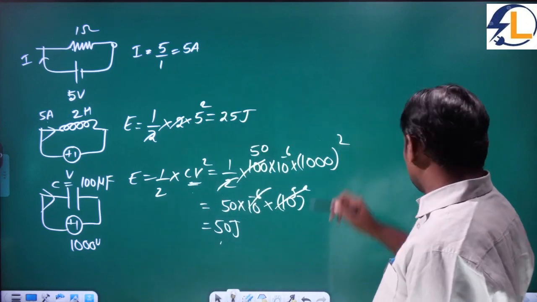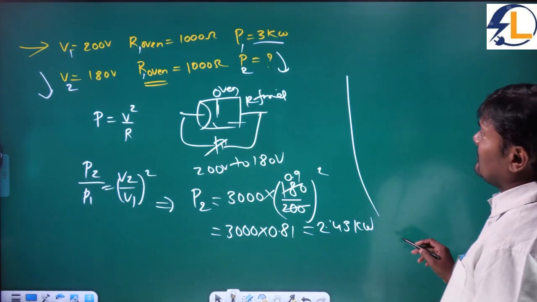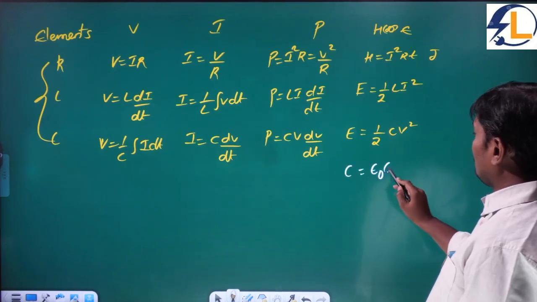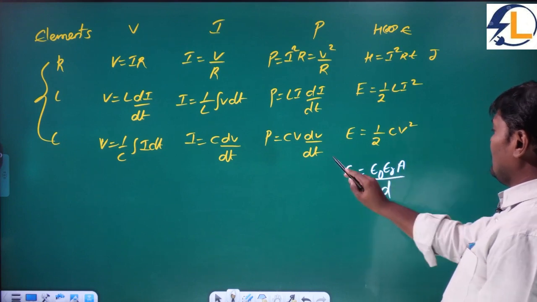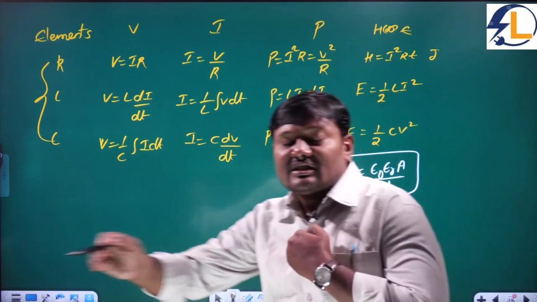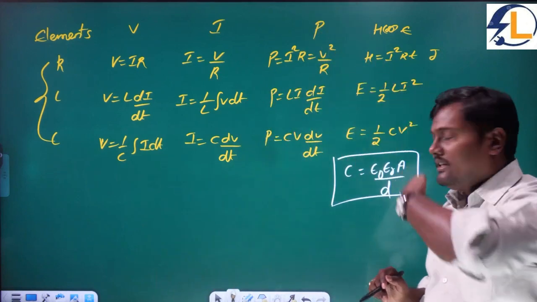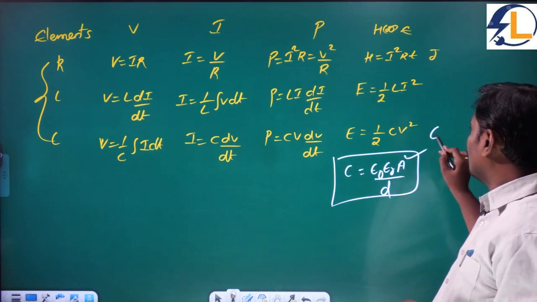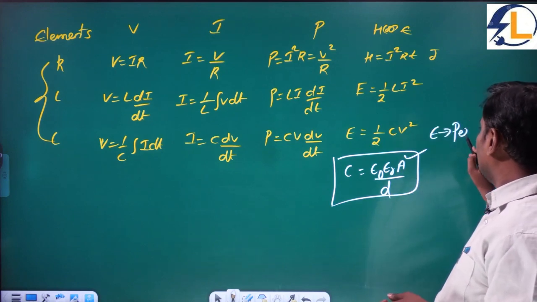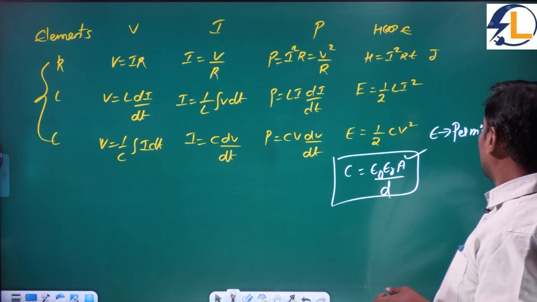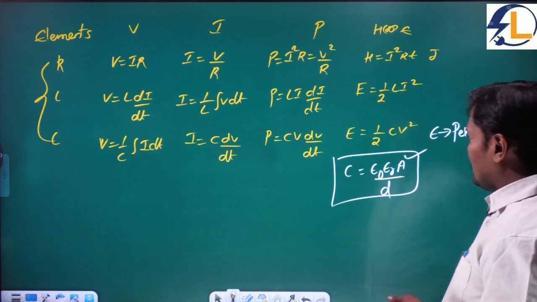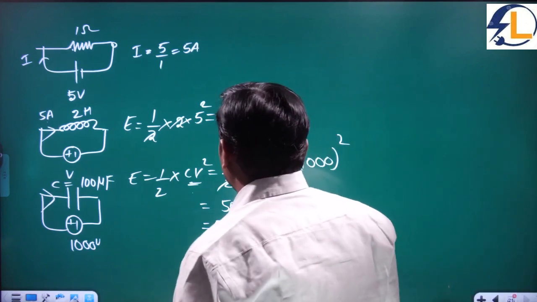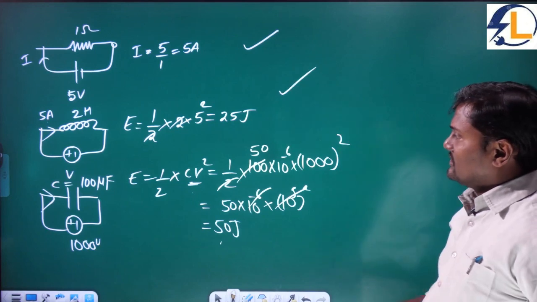The additional formula which is required for the capacitance: C is equal to epsilon naught epsilon R A by D. D is the distance between the two plates, and A is the area of the plates. Epsilon naught epsilon R is called the permittivity. Okay, so this is about the small problems on resistance, inductance and capacitance.